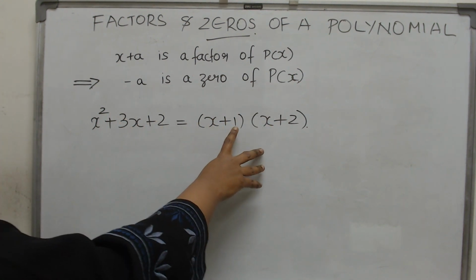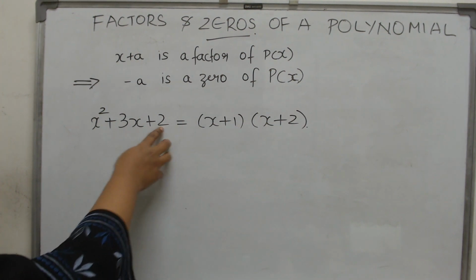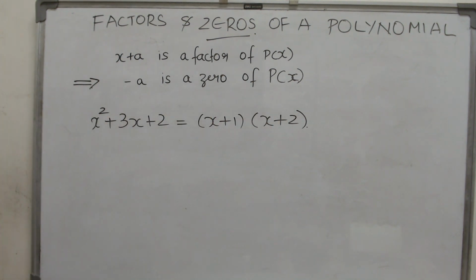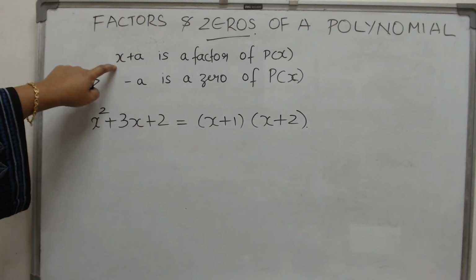I have got 2 numbers, 1 and 2, which when multiplied give 2, and when added give 3. So splitting the middle term, I have put it like this, and I have already done a video on that. So please check that out for reference. So this is how we have 2 factors.